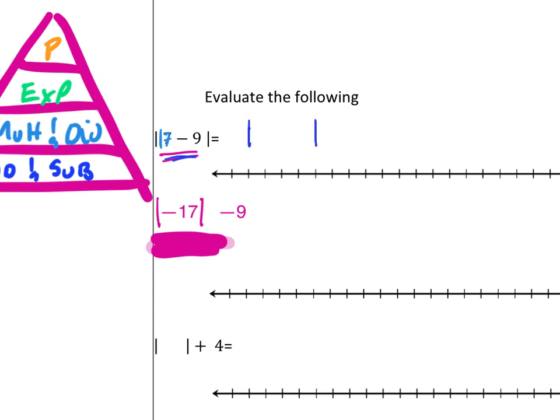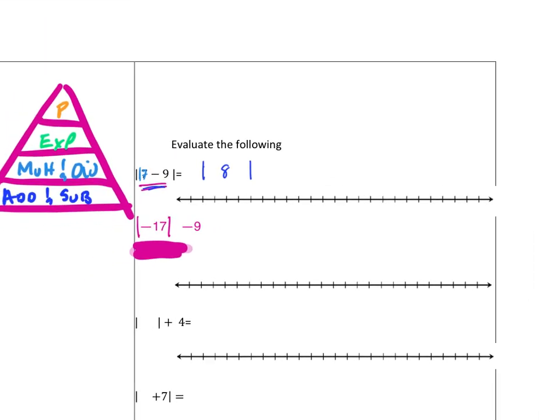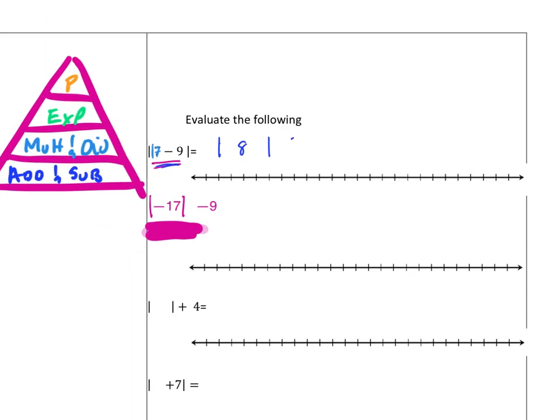So to start off, I'm just going to rewrite it. And 17 minus 9 is going to be 8, right? So the absolute value of 8. And the only reason why we have the number line is if you're struggling with what the absolute value of 8 is. But the distance that 8 is from 0 is 8, okay? Okay, so that's that. If it's all inside of there, we got to take care of it first.